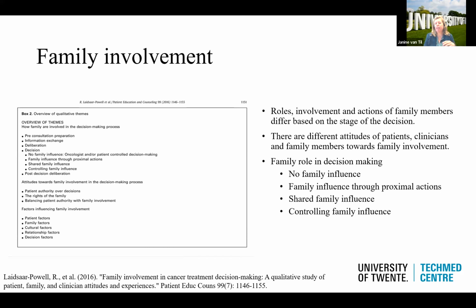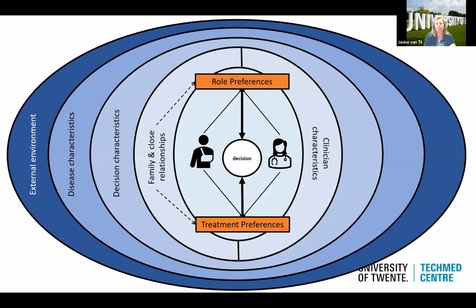These authors also identify many factors that influence the degree of family involvement, which include patient factors, family factors, cultural factors, relationship factors, and the characteristics of the decision itself. So, for a framework to work for health preference research, next to the patients, the clinician, the family, and the close relationship of the patient, we also need to add treatment preferences to the framework which we saw earlier.